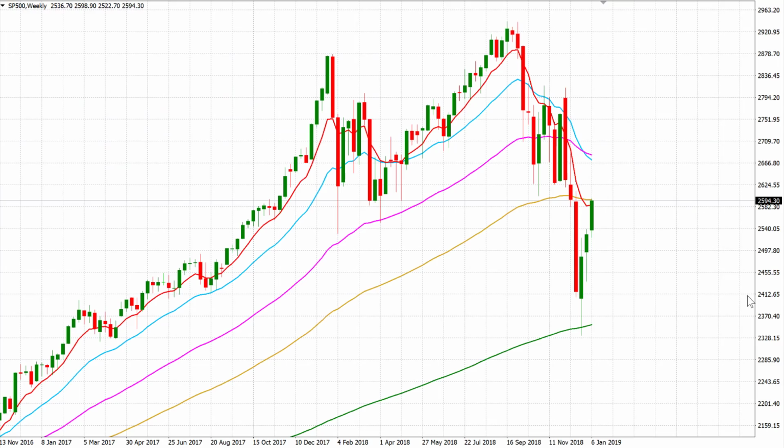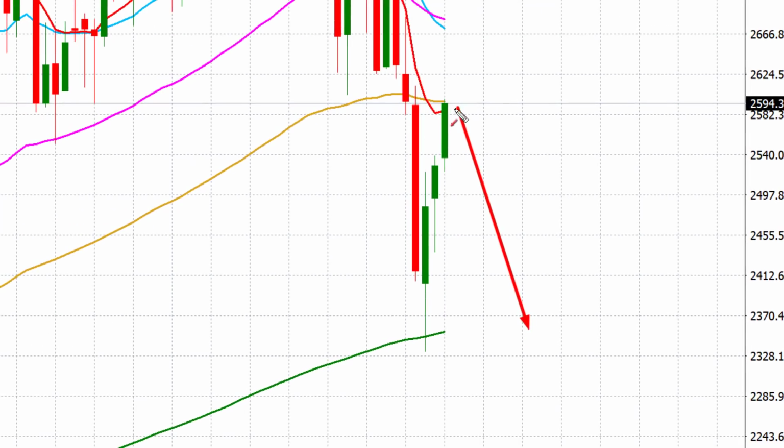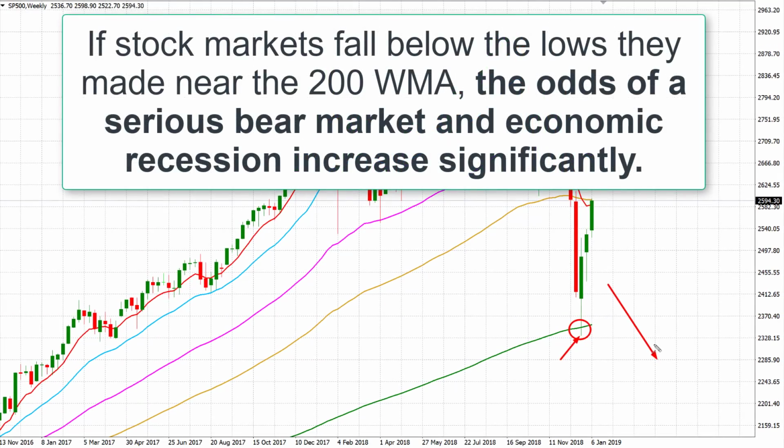Let me show you what I mean. Right now, the stock markets have fallen to the 200 weekly average. They had a nice bounce off that level. But here's the thing: if the stock markets go back down, let's say in the next couple of months, and if they close below the lows they made, below the 200 weekly average, then things can get much worse for the stock market. That could actually mean we could be heading towards potentially a recession or a much bigger bear market than we originally expected. Something to bear in mind.